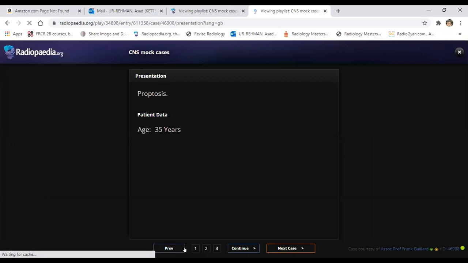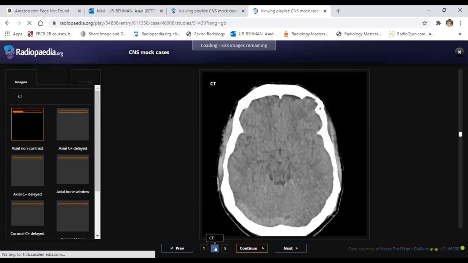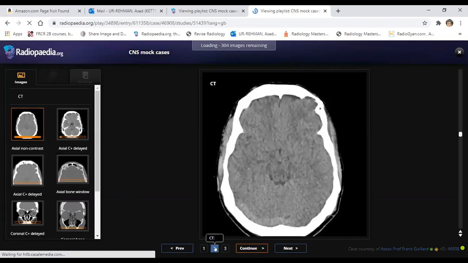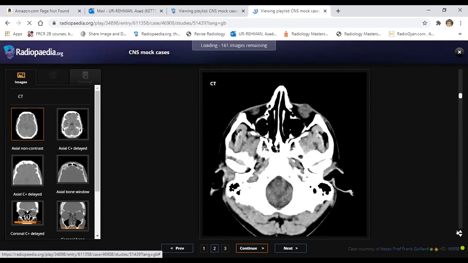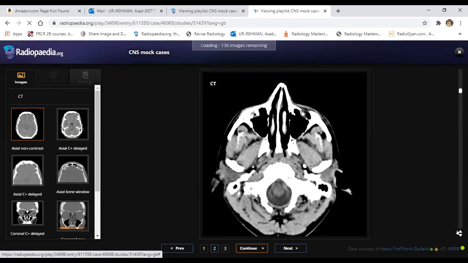So it's a 35-year-old with proptosis. The gender is not described. Okay. So I've been given an axial non-contrast image of the brain in a 35-year-old with proptosis. So I'm trying to scroll this.